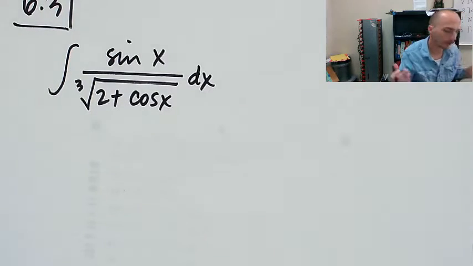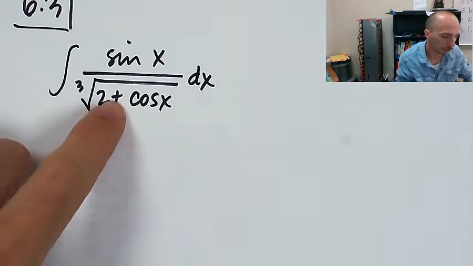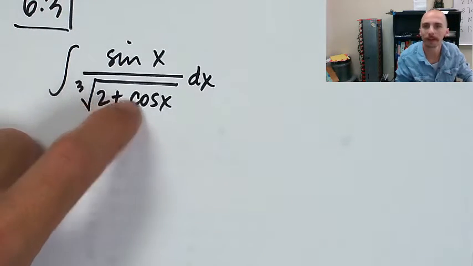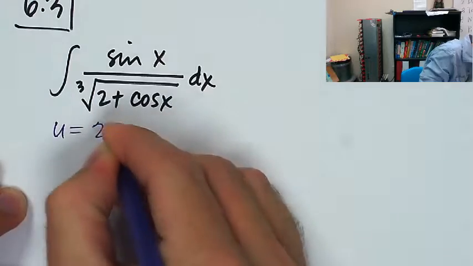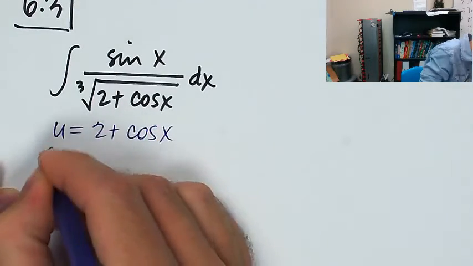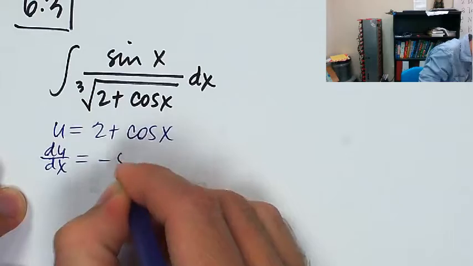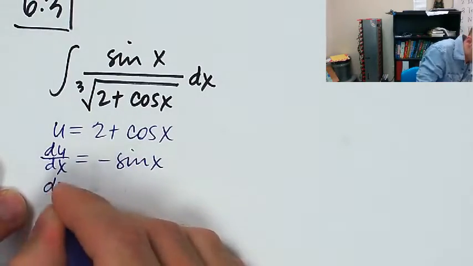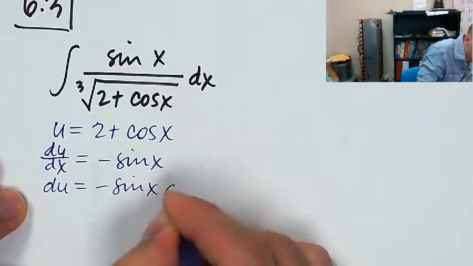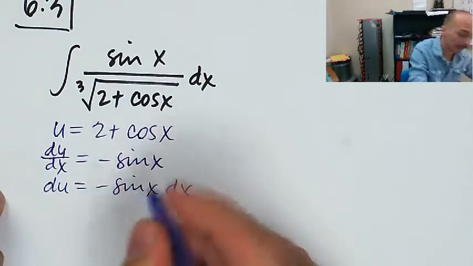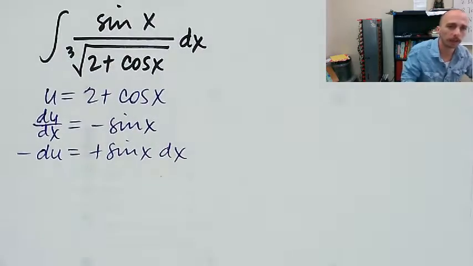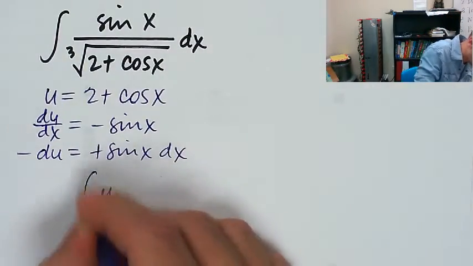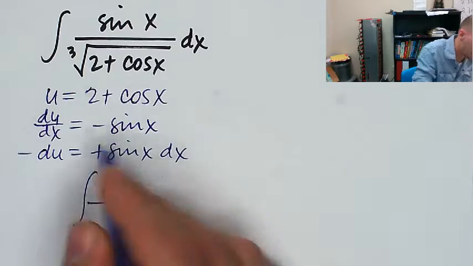So here, what is the derivative of what? Well, the derivative of 2 plus cosine x is 0 minus sine x, which is not exactly sine x, but it's close enough that I can use a U-substitution. So I'll say let u equal 2 plus cosine x. Then du dx is negative sine x, so du is negative sine x dx. I have positive sine x dx, so maybe I'll multiply both sides by negative 1, so it matches up perfectly. And then I'm going to substitute u. Wait, no, sine of x is not u. Oh, no.